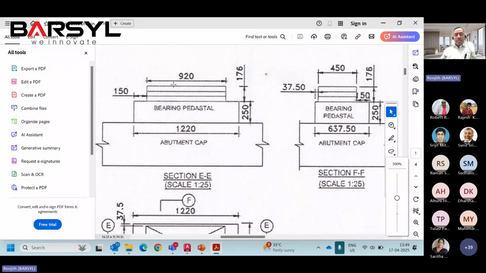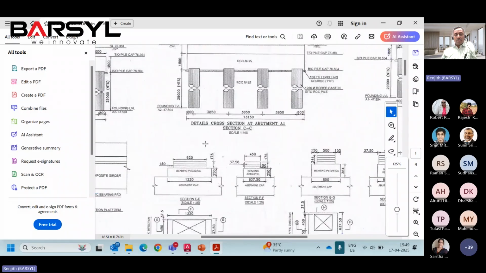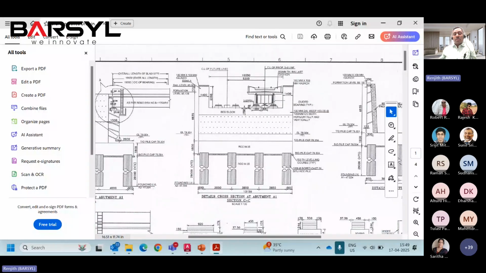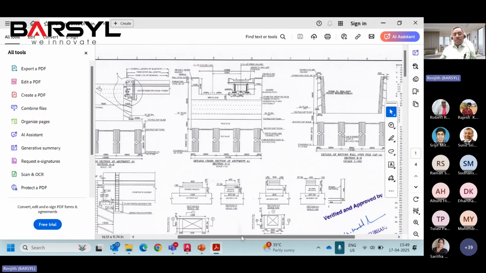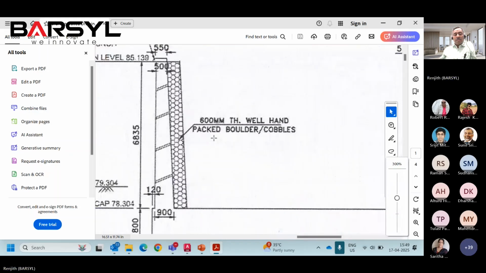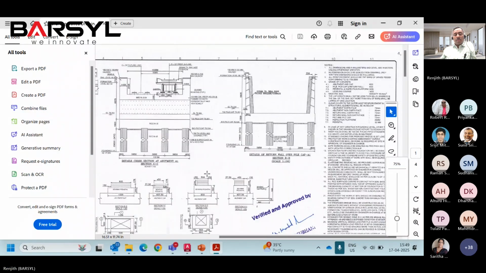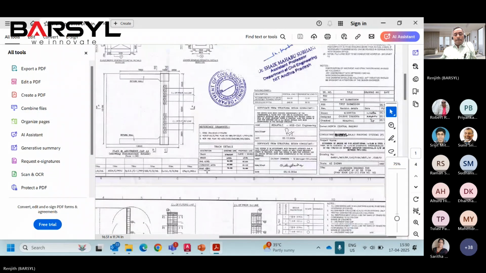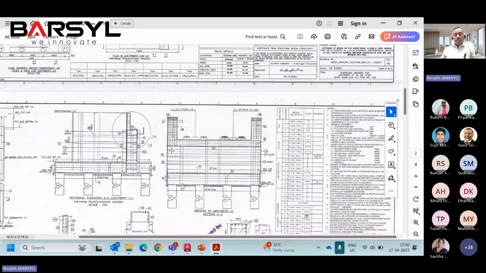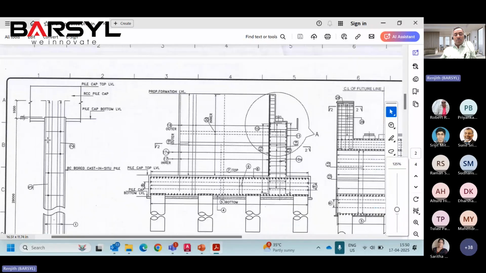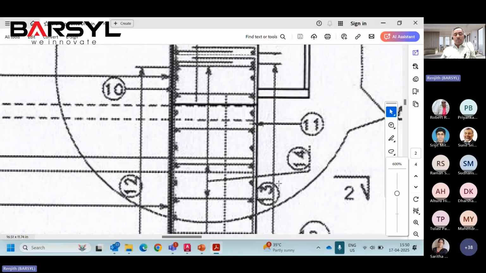This shows the abutment cap, bearing pedestal, and bearing, and how it is supported. This is the sectional view showing the superstructure supported on top of the abutment wall. Behind that wall, there will be return walls. The section of this return wall is this one. The detailing of the reinforcements is like this. This is for the pile that everyone knows, and this is actually what I explained for the abutment.